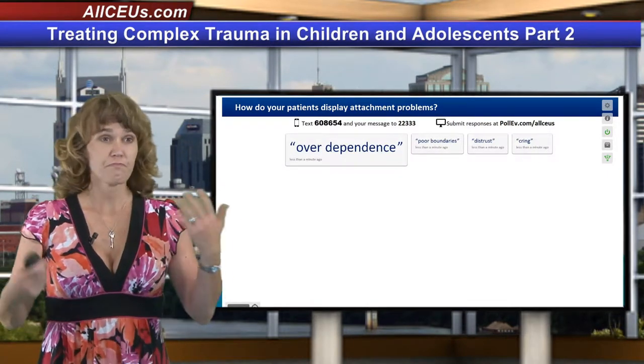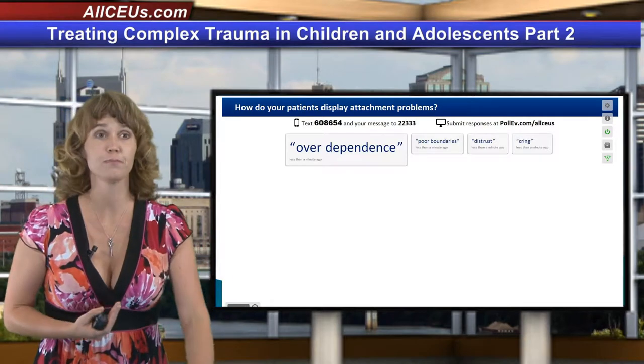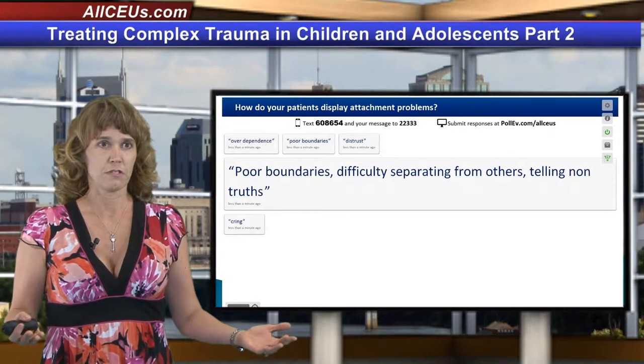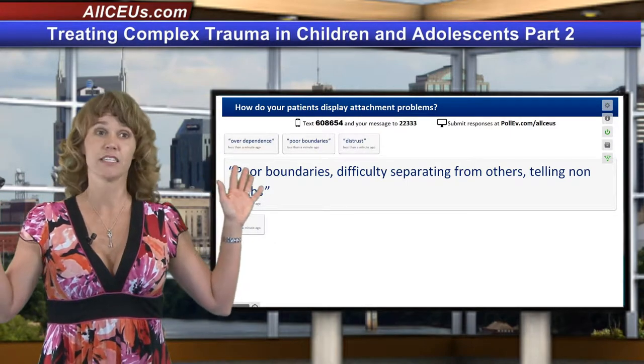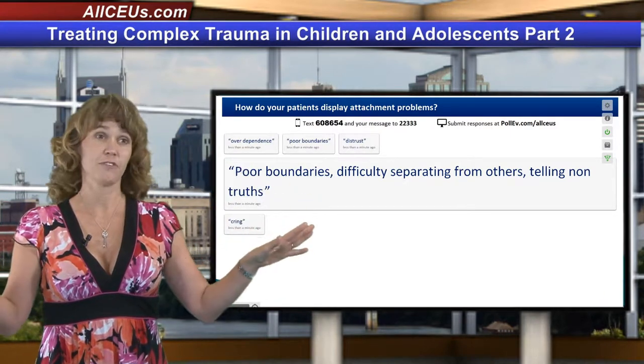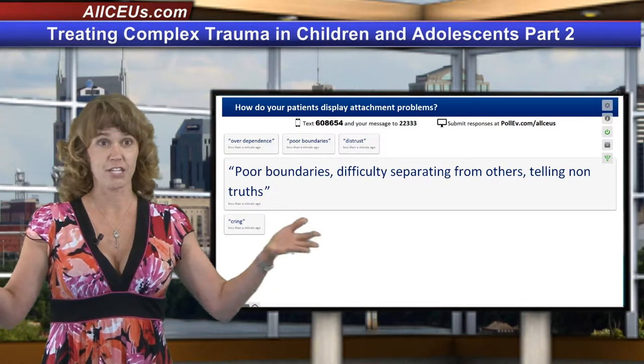Overdependence, being overly dependent on people to fix it for you. Because the world is so chaotic, some people just kind of sit down and go, I'm out. If you want it fixed, I need you to do it for me because I can't do anything right.